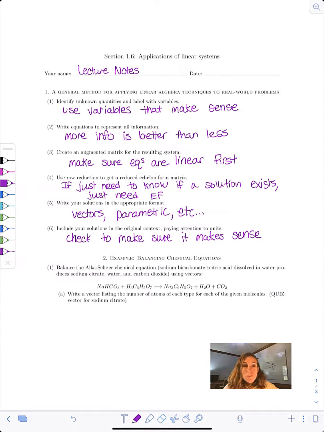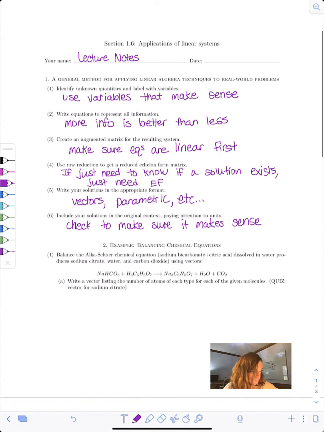Okay, so let's put this into action. We have the Alka-Seltzer chemical equation. If you've ever had an upset stomach and taken Alka-Seltzer, it's a little tiny disc, and you stick it in water, and when it dissolves, it makes a nice little fizzy thing, and then you drink it, and it makes your stomach ache go away.